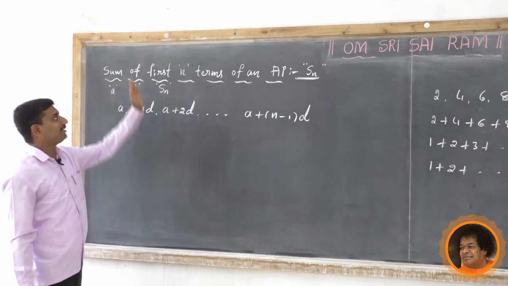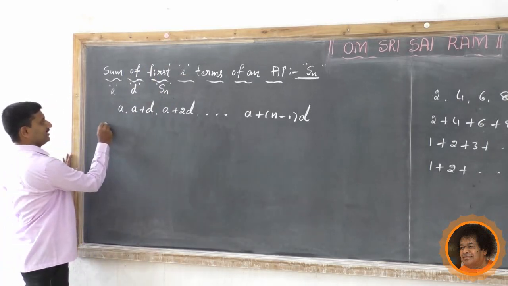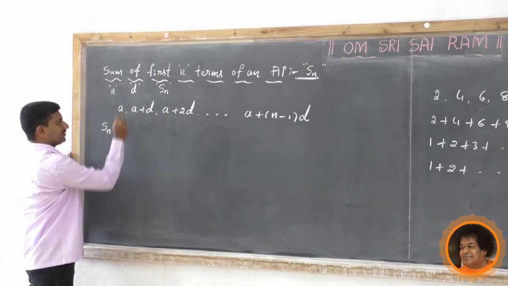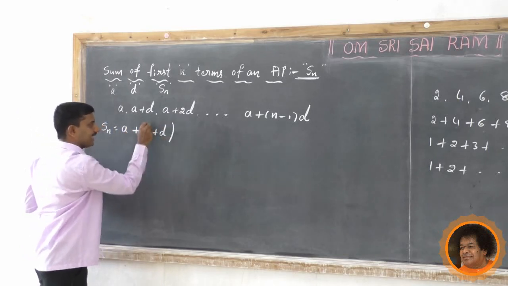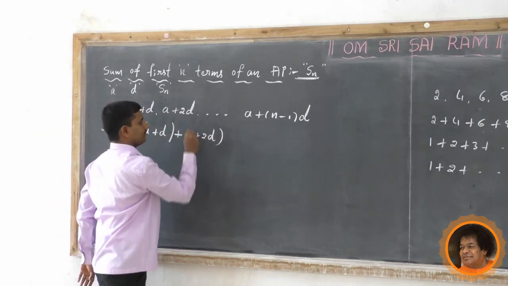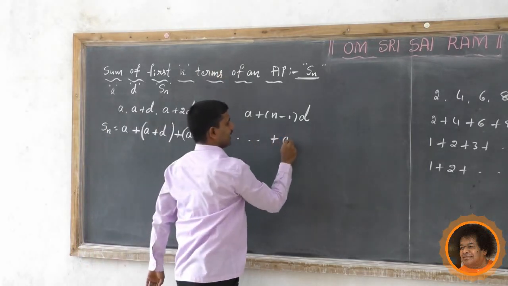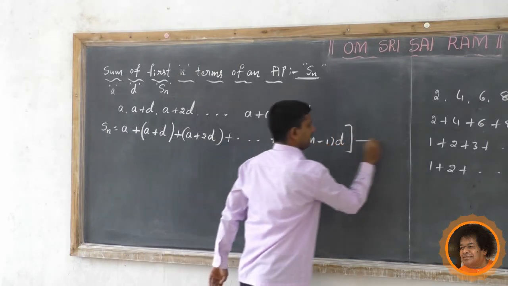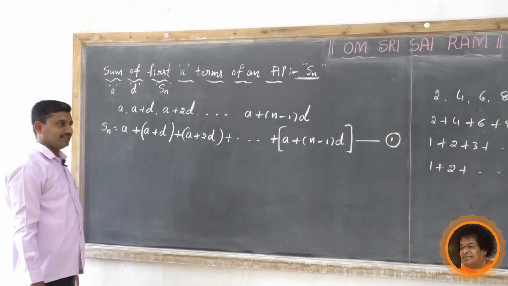Our aim is to find the sum of the first n terms of an arithmetic progression. The sum is denoted as Sn, which means the sum of each term of the AP. So, first term a plus second term a plus d plus third term a plus 2d, and so on up to the last term, which is a plus n minus 1 into d. Let it be equation number 1.